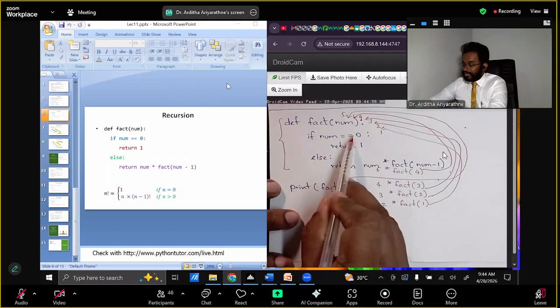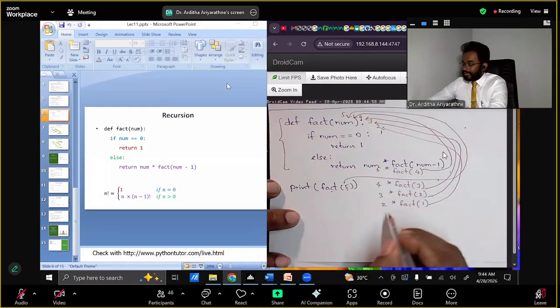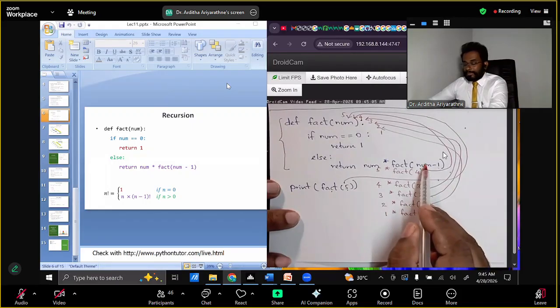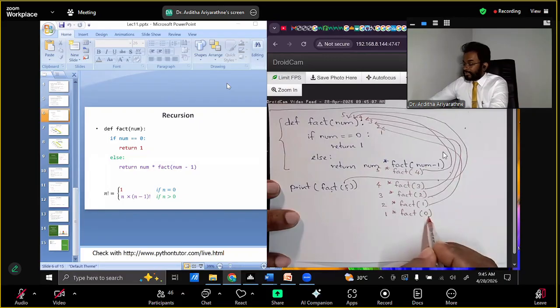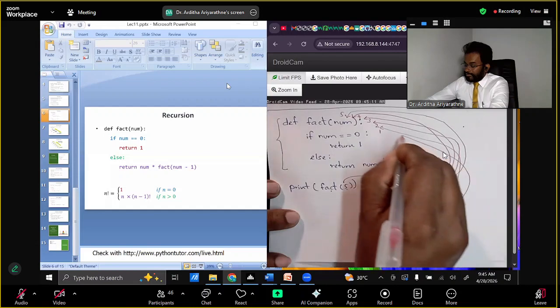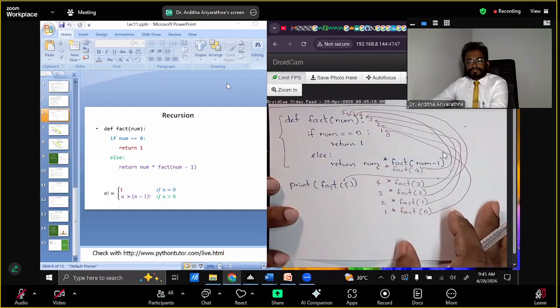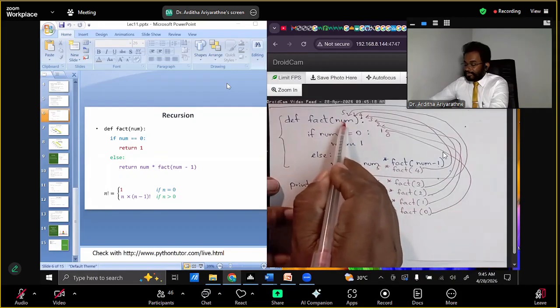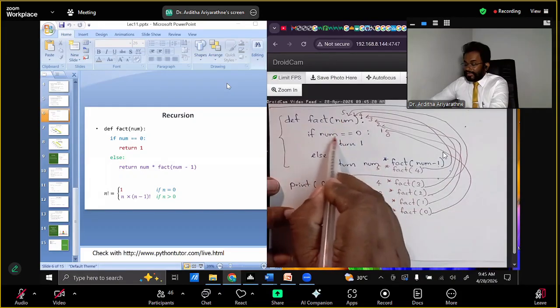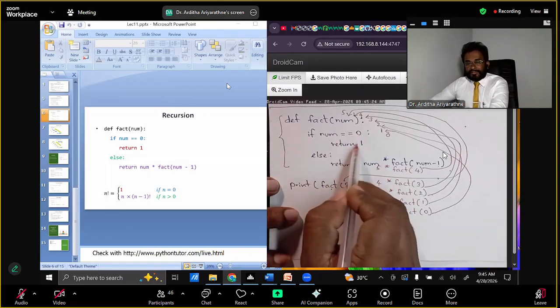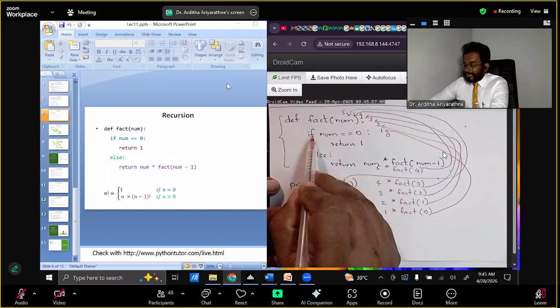Still not equal to 0. We are coming to else. Then 1 multiply by factorial num minus 1. Num means 1. 1 minus 1 means 0. Now again we are calling the same function with a different value. Now the value is 0. Now this is 0. Now what happens? Now the num is equal to 0. So we are returning 1. Now this condition is true.